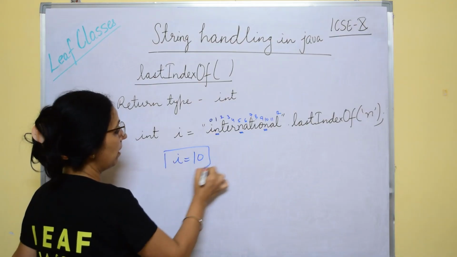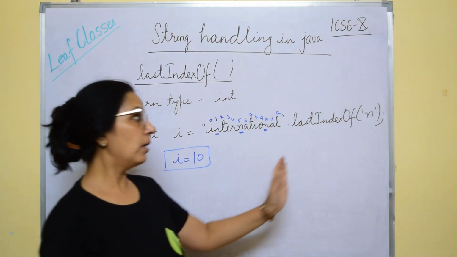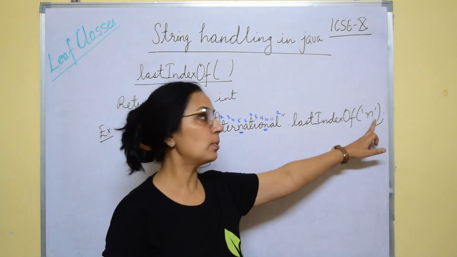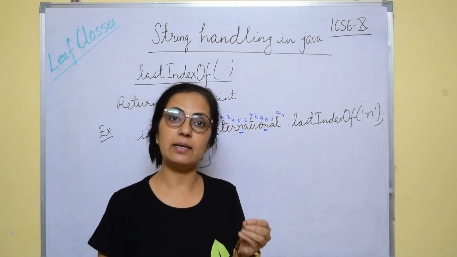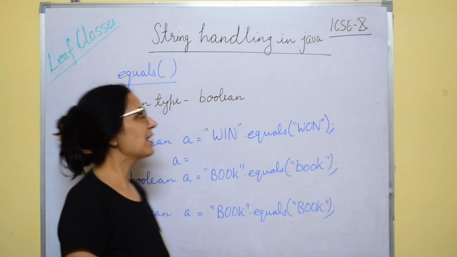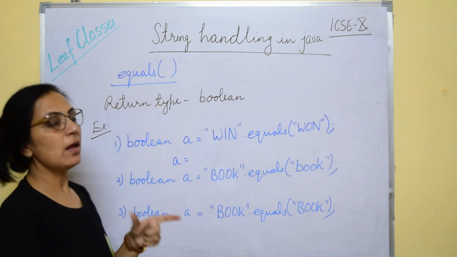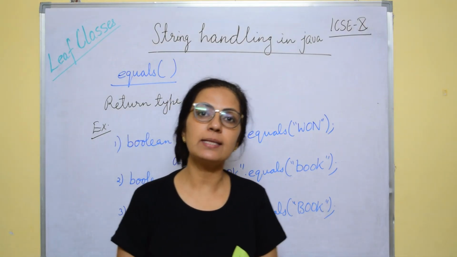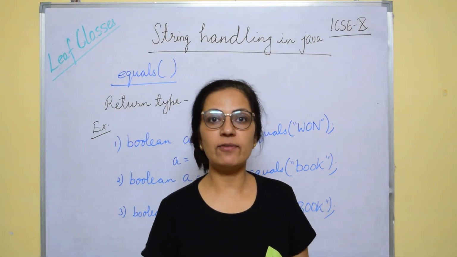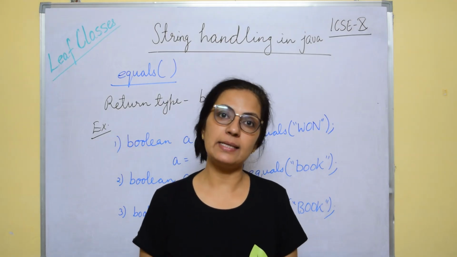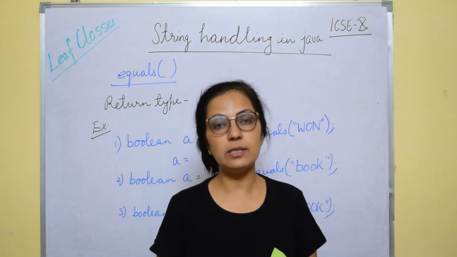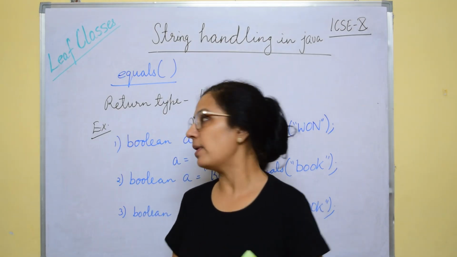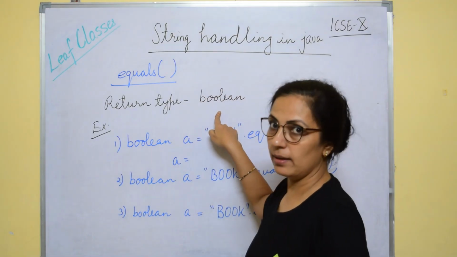i will become 10. And here we don't have two arguments within the brackets because the last occurrence will be only one. The next function is the equals function, which checks the equality of two strings, and if we are checking whether they are equal or not, the answer will be either true or false. So the return type of this function is boolean, right?